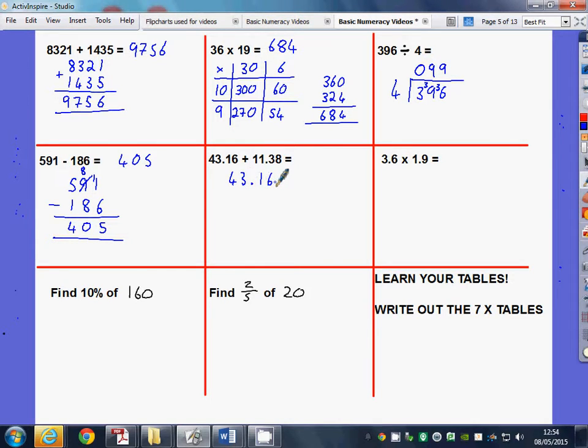43.16. Hopefully you remember from last time what the key rule is when you're adding with decimals, and it's just to make sure we line our decimal points together, isn't it? So I've got all my decimal points in a line, and then I've got 11.38 over here. Okay.